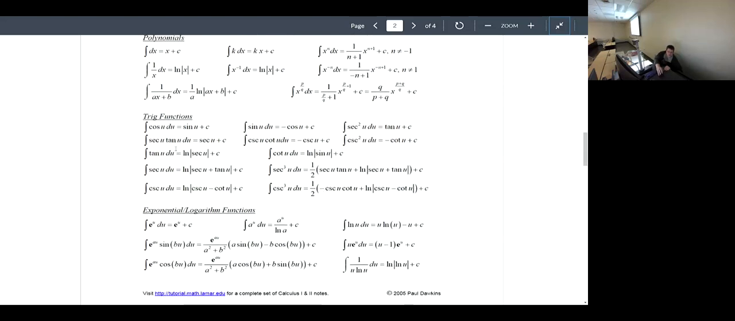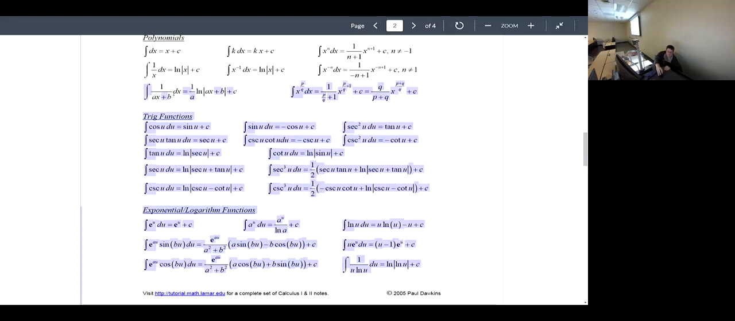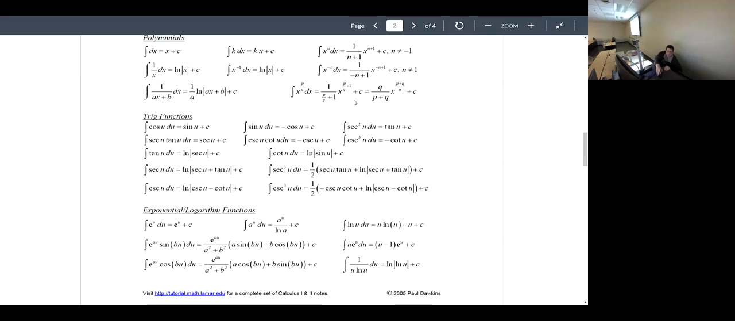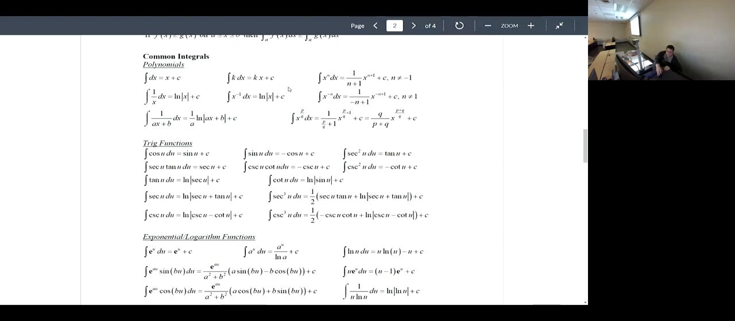I would say you should definitely memorize the first 6 trig functions. This one right here is just doing a U sub. The 1 over ax plus b is just doing a U sub and making it 1 over u, ln of u, and we'll look at that in a second. This is doing some chain rule stuff. Well, not in a second. Probably next week because Thursday's a test.